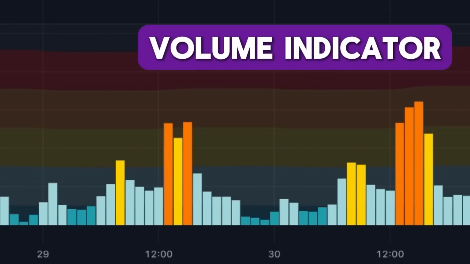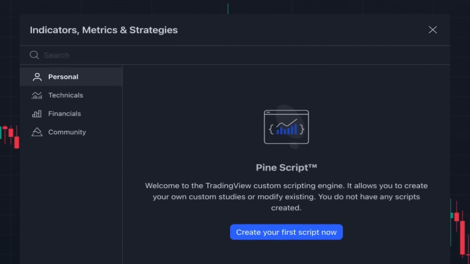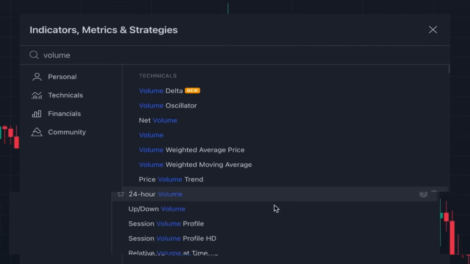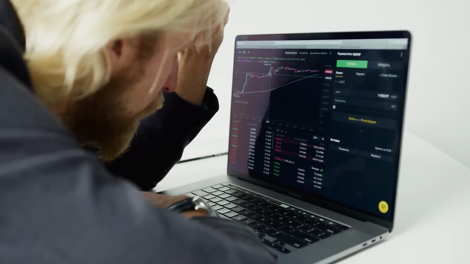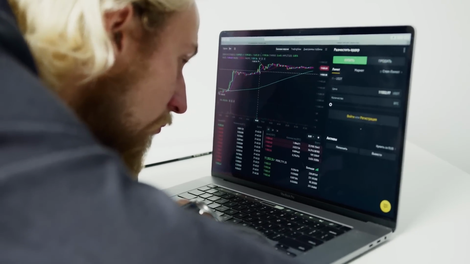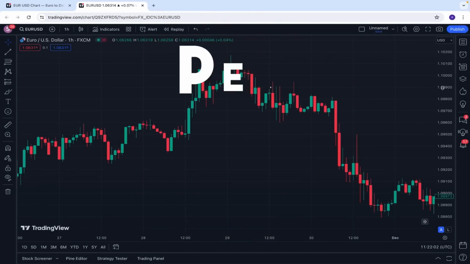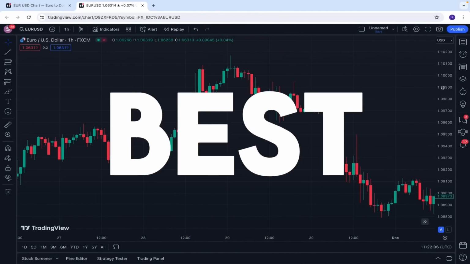Volume, volume, volume. You search volume on TradingView and you will see hundreds of volume indicators on this platform. You may wonder which one you should use that gives you proper information for your trading decisions. In this video, I want to introduce a perfect volume indicator on TradingView that is one of the best volume indicators that you can use.